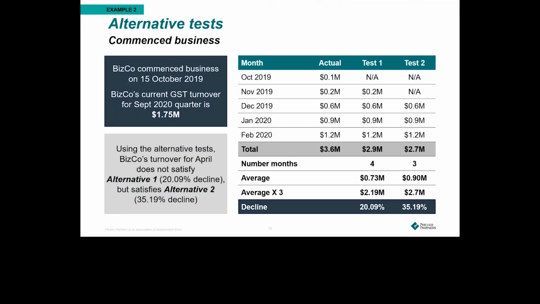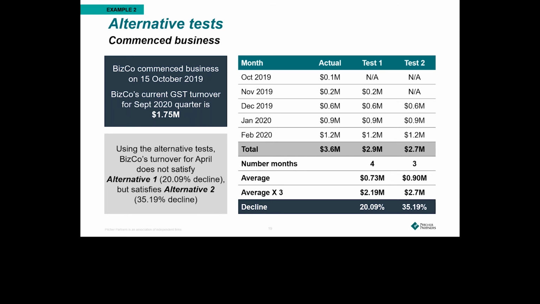So we'll go through just a really brief example. Alexis took us through a recap of the basic test where you had BizCo commencing business on the 15th of October 2019. In that scenario, BizCo couldn't have passed the actual decline in turnover test because there was no turnover for September 2019 quarter, meaning that no matter how affected by COVID your business had been, you'll always have an increase from 2019 to 2020. So in this scenario, it's really clear that BizCo is entitled to use one of the tests provided by the Commissioner as it started its business after the 1st of July 2019.